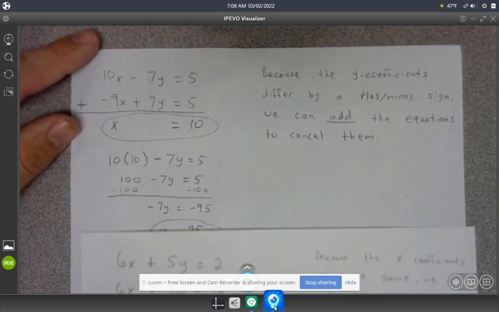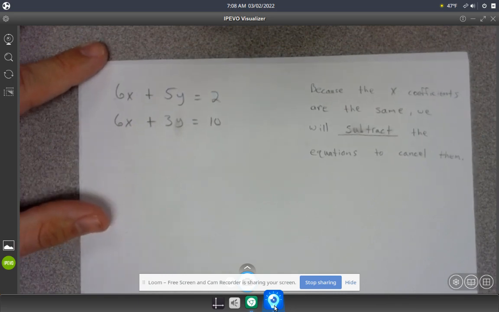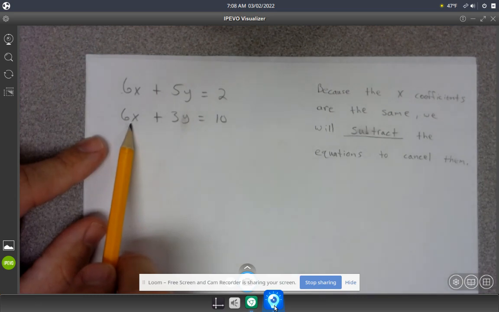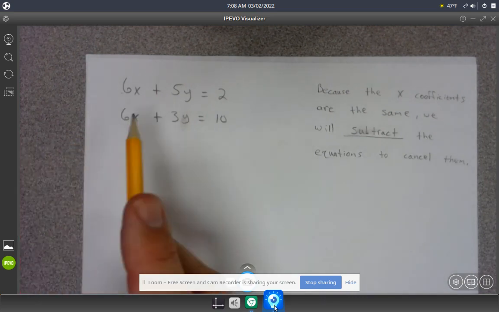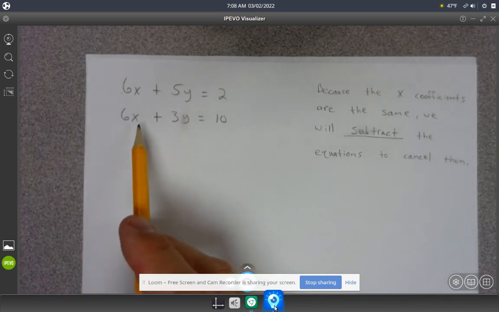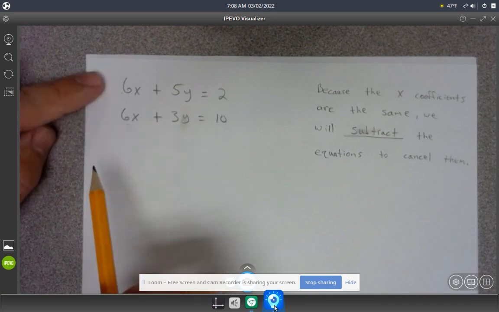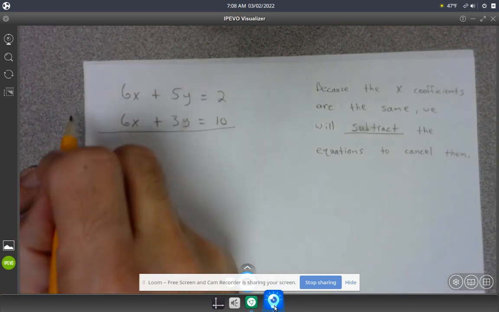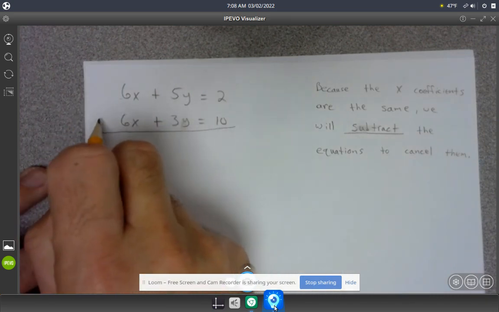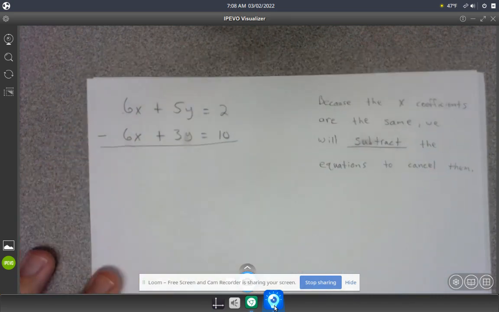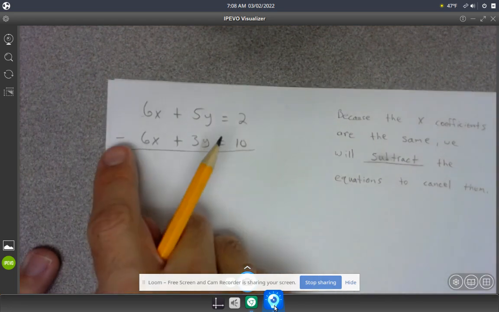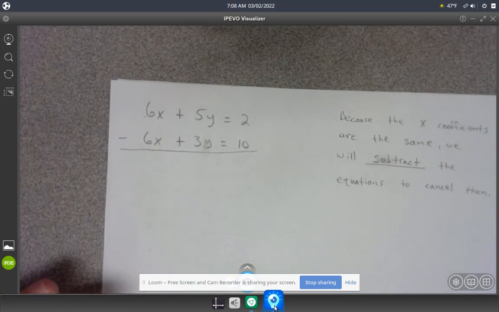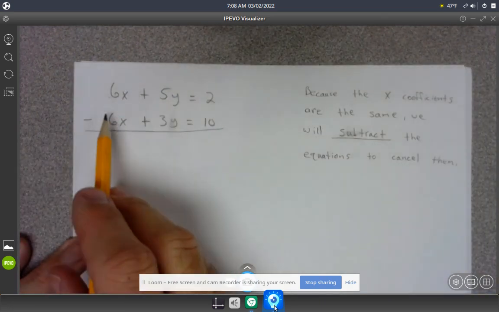Okay, we'll go ahead and do this one. So this one, the x coefficients are a match. So to cancel them out, I'm not going to add them. I'm going to subtract them. If I added these two equations, this would give me 12x, and that would not be helping. It would be true, but not helping. Now, you could either do the bottom equation minus the top equation, or the top minus the bottom. It's totally up to you. I'll do the top minus the bottom.